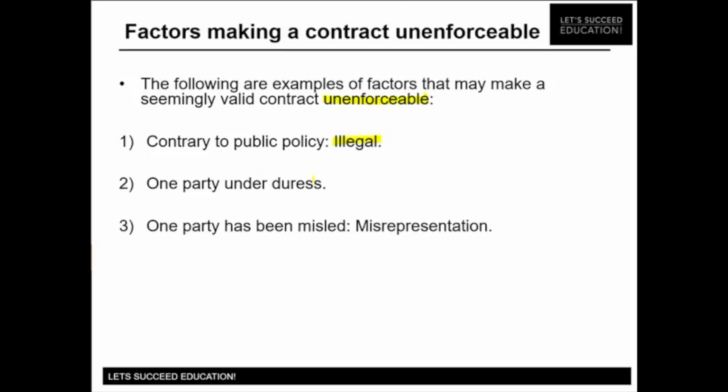Next, we have one party has been misled, a misrepresentation. So a representation is a fact that may induce one party to enter into the contract. However, a misrepresentation is something that is false. So one party is misled into the contract by a false statement of fact. For example, they are told the car they are about to buy is a genuine Porsche, when in fact it's actually a kit car and is a copy, and therefore is not genuine.